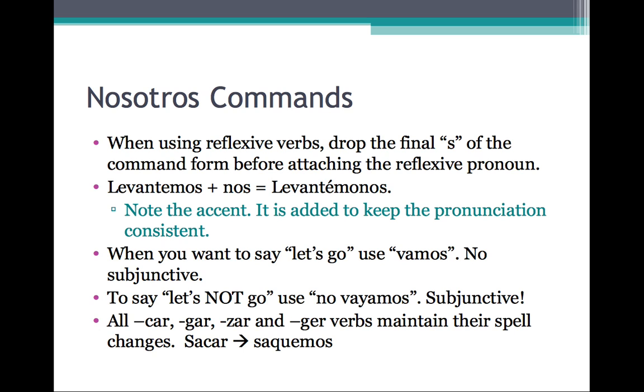Okay. Lots of new rules when it comes to the nosotros form. Okay. Car, gar, and zar all maintain their spelling changes.